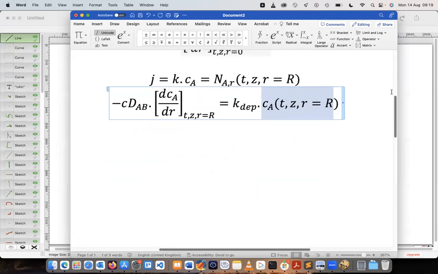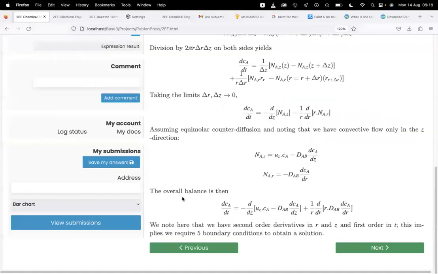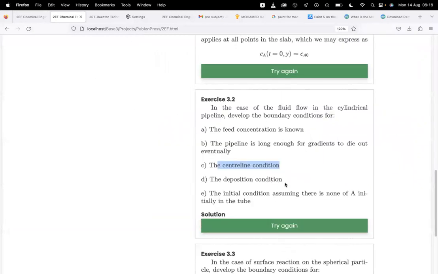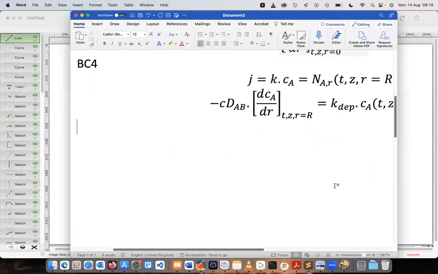So that's our fourth boundary condition. And then we still have one to go. So in our list, we've gotten here. The last one says the initial condition assumes that there's none of A initially in the tube. That's pretty straightforward. If we don't have A in the tube, the concentration is 0 everywhere, and that applies only initially. So we can call it boundary condition 5.